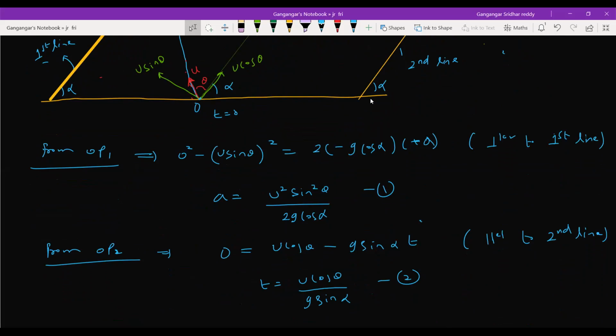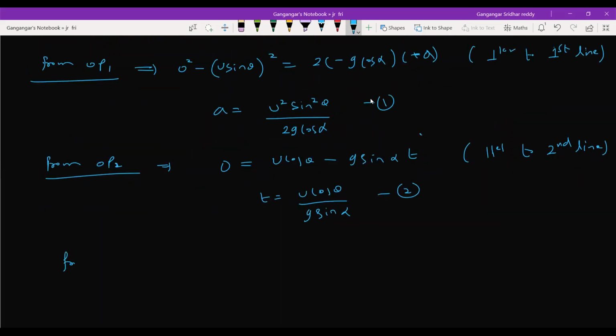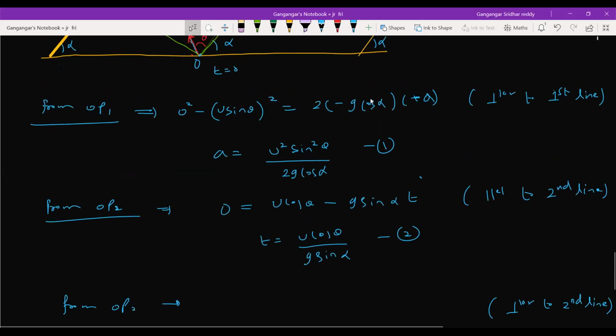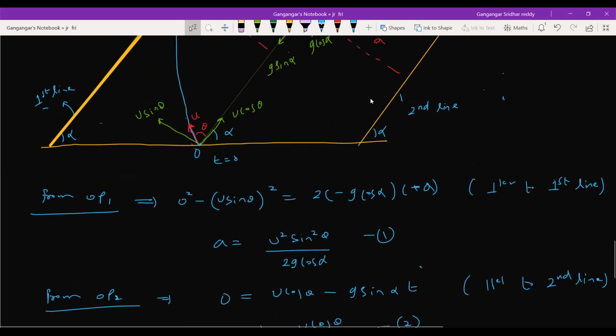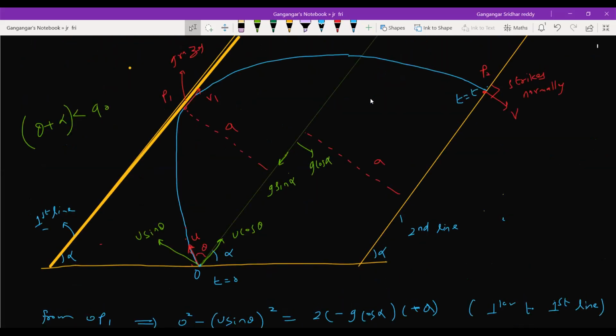Let me write from O to P2, perpendicular to the line. Again, the same equation from O to P2, perpendicular to the second line. Okay, I'll show the diagram. See once, v square minus u square equal to 2as formula. So when it moves from O to P2, this is the initial, this is the final. Look at the displacement A. It is opposite to U sin theta.